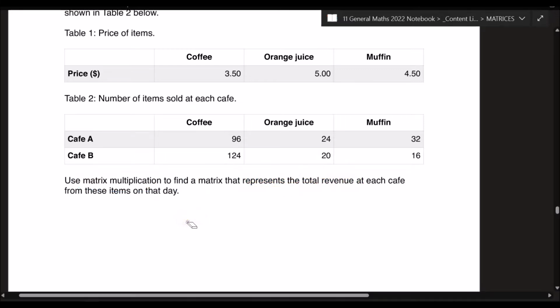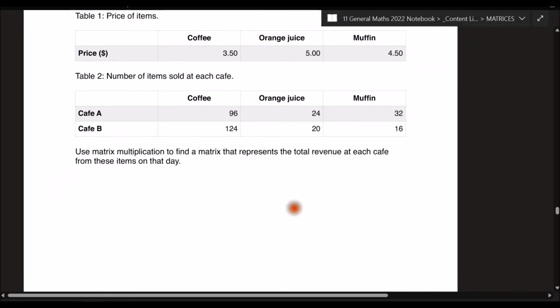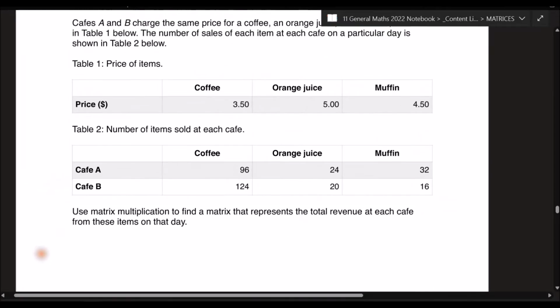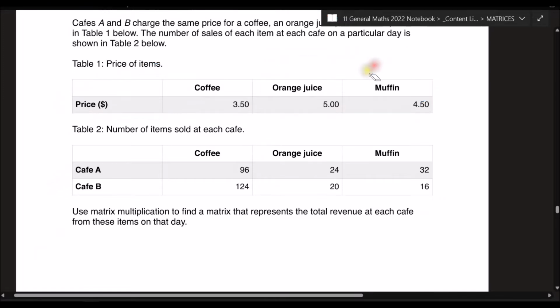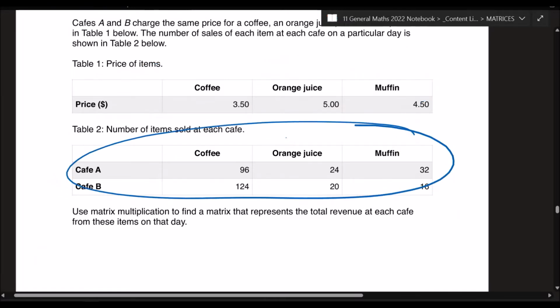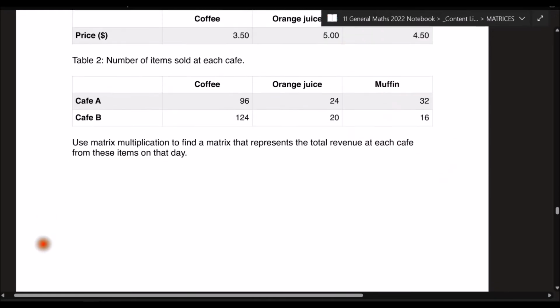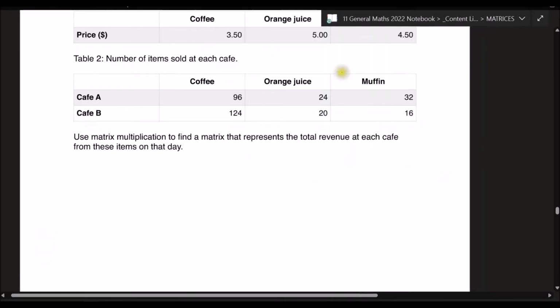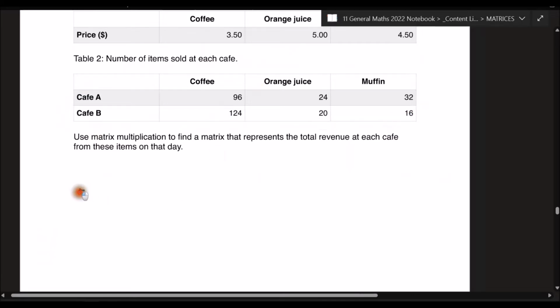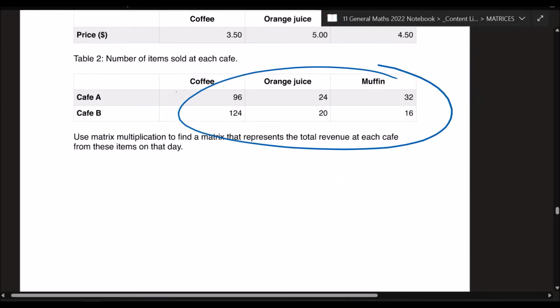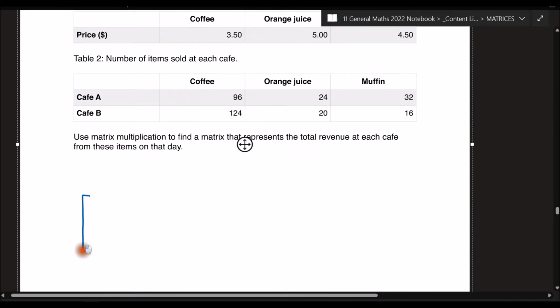Well, firstly, let's represent these as matrices. So you're going to have two matrices here. That's one of them, and here is the other. In terms of representing these as a matrix, I'm going to represent this matrix first. If I want to make this into a matrix, what's the order going to be? 2 by 3, yeah? 2 rows, 3 columns.